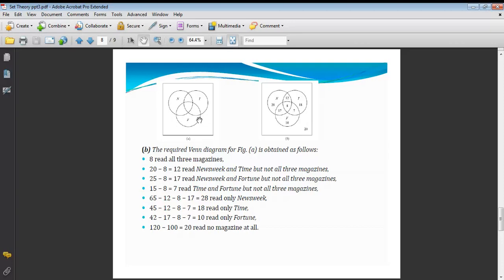And now, those people who read no magazines at all. Since the total is 120, and in the last part we found that the number who read at least one is 100, out of those 120, subtract 100. That means 20 readers are there. They read none of the magazines.